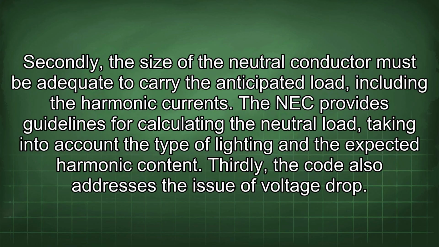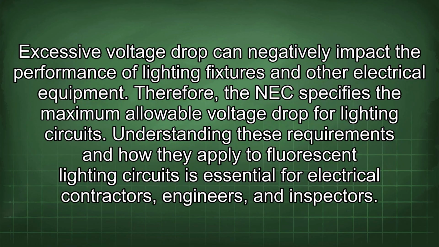Secondly, the size of the neutral conductor must be adequate to carry the anticipated load, including the harmonic currents. The NEC provides guidelines for calculating the neutral load, taking into account the type of lighting and the expected harmonic content. Thirdly, the code also addresses the issue of voltage drop. Excessive voltage drop can negatively impact the performance of lighting fixtures and other electrical equipment. Therefore, the NEC specifies the maximum allowable voltage drop for lighting circuits. Understanding these requirements and how they apply to fluorescent lighting circuits is essential for electrical contractors, engineers, and inspectors.